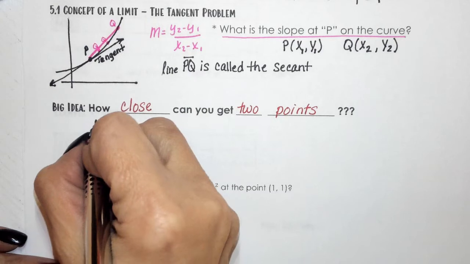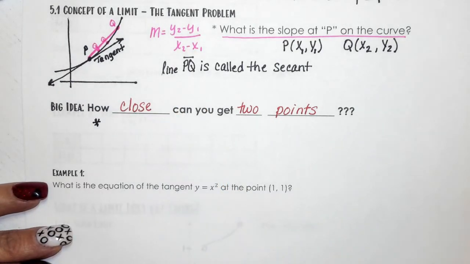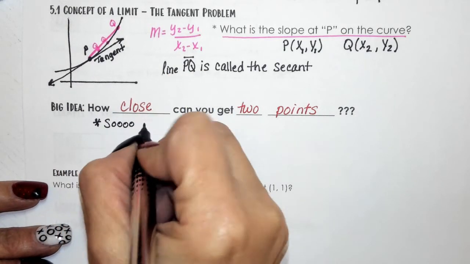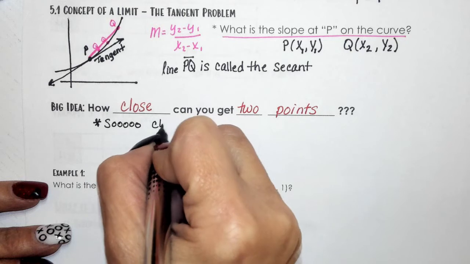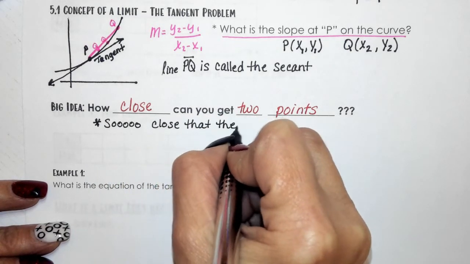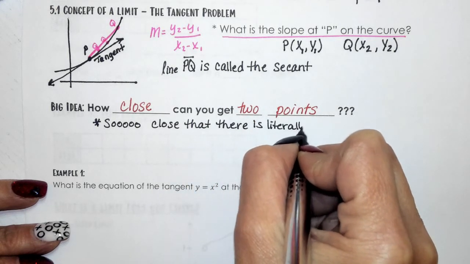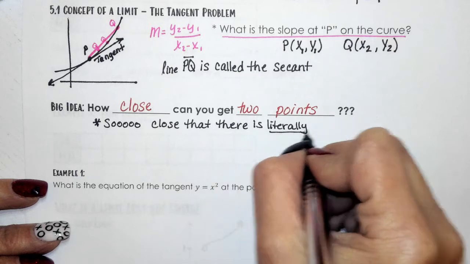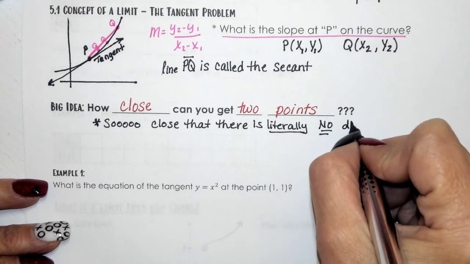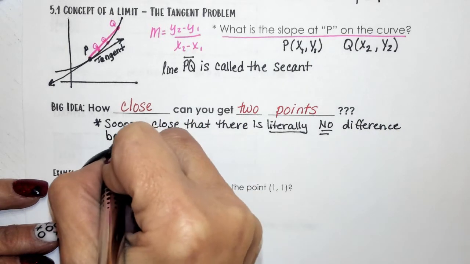So I'm going to put that in words, and you're like, oh my gosh, why are we writing so much? That's because these are your notes, and today there's a lot of writing. Okay, so I'm going to say you can get them so close that there is literally, I'm going to underline literally, no difference between P and Q.